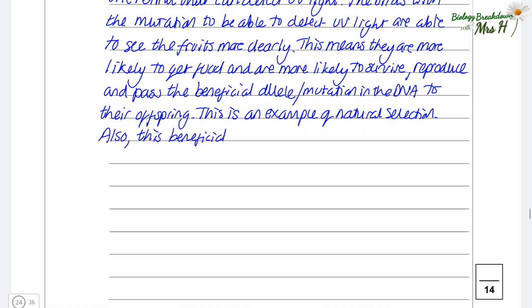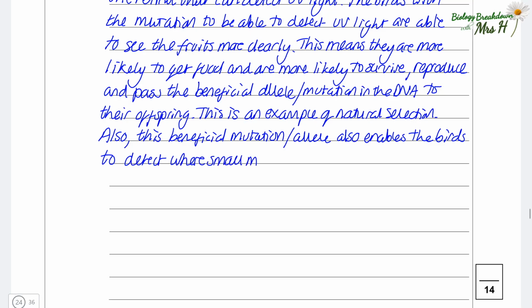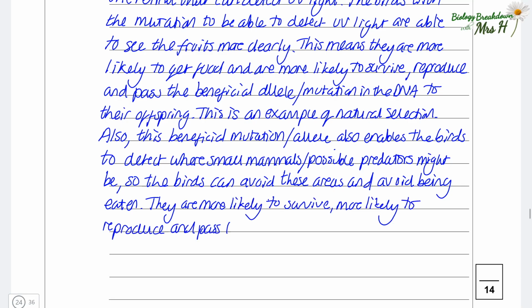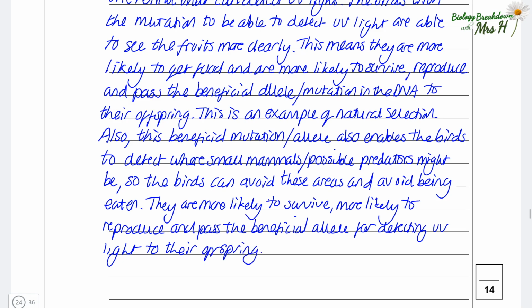Also, this beneficial mutation or allele enables the birds to detect where small mammals or possible predators might be. So the birds can actually avoid these areas and avoid being eaten. And therefore, they're going to be more likely to survive, more likely to reproduce and pass on this beneficial allele for detecting the UV light to their offspring.